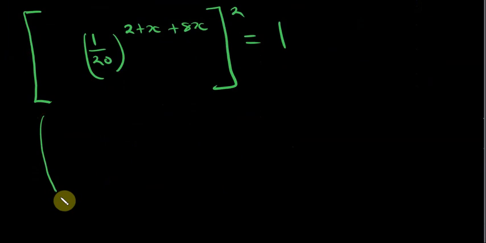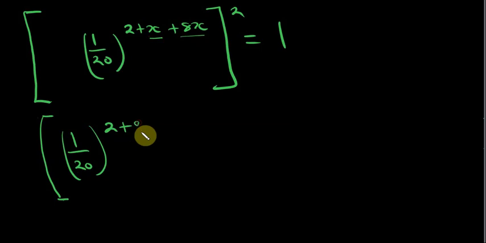Let me just collect like terms. x plus 8x, that's 9x, so we have (1/20)^(2+9x), all to the power 2, equals 1.